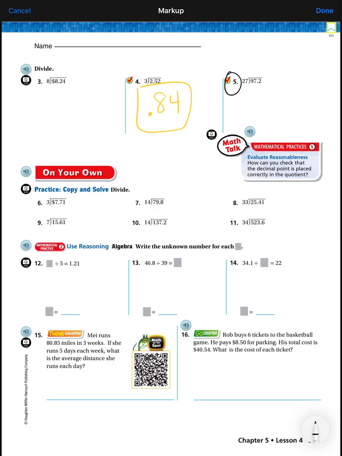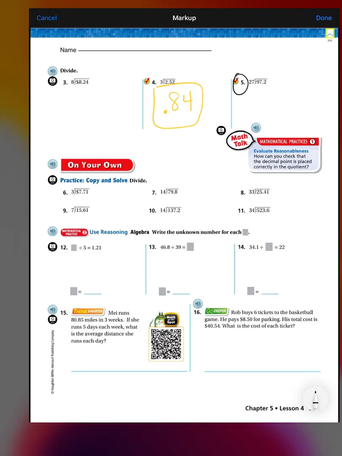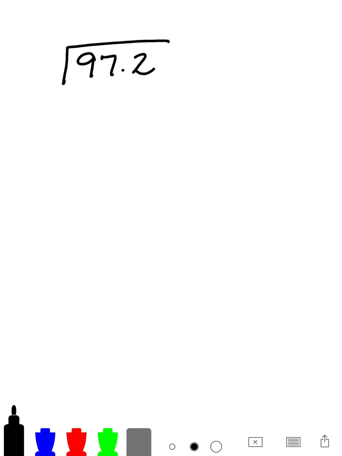Number 5 is a little different. This time we have 97.2 divided by 27. So I'm going to go back to my whiteboard and rewrite it, because I'm going to need more room to solve this problem. So I have 97.2 divided by 27. Okay.